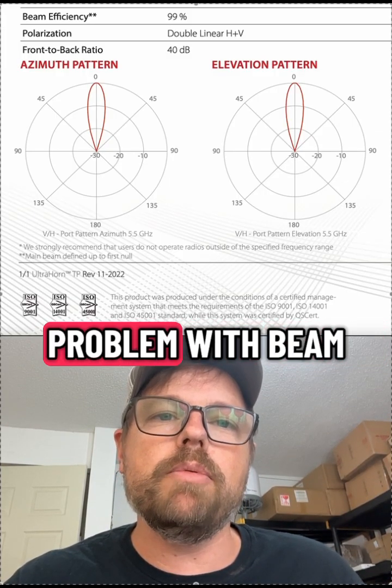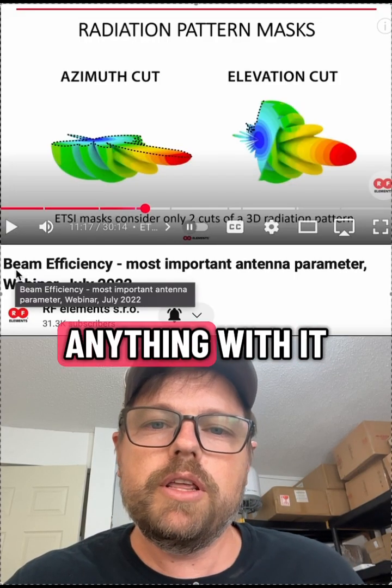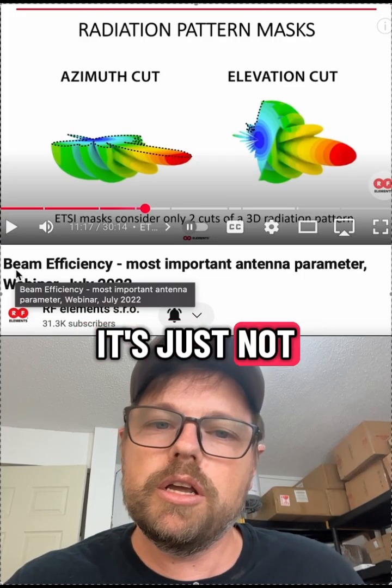And the basic problem with beam efficiency is it's just not useful. You can't do anything with it. It's not that it's incomplete, it's just not useful.